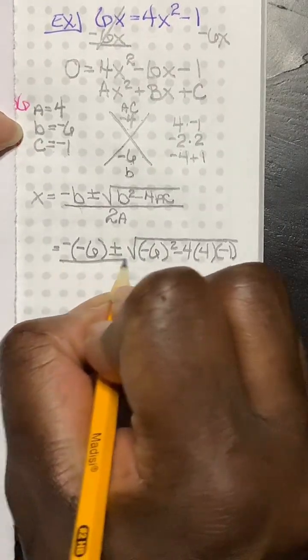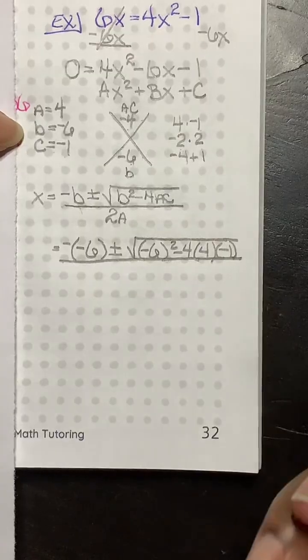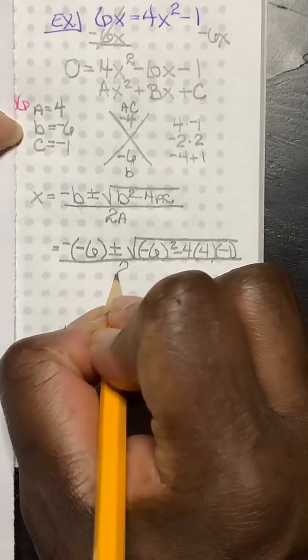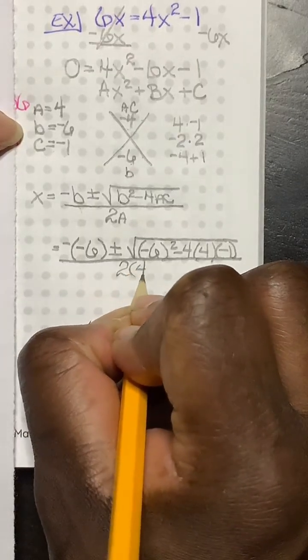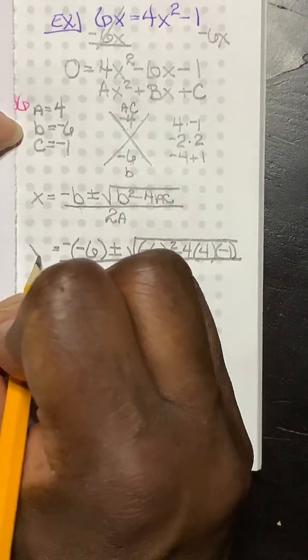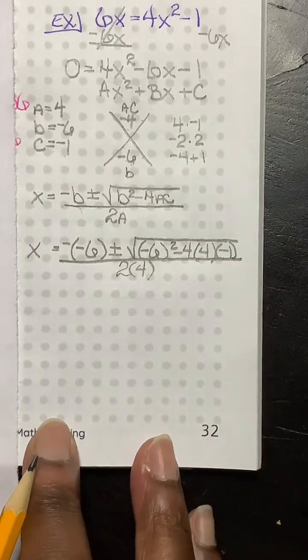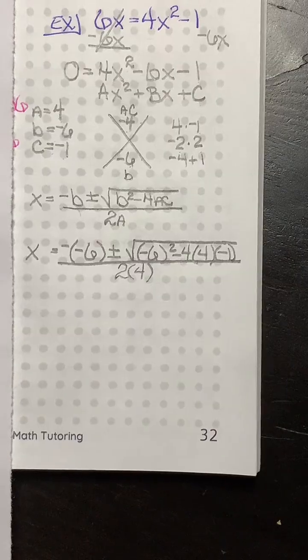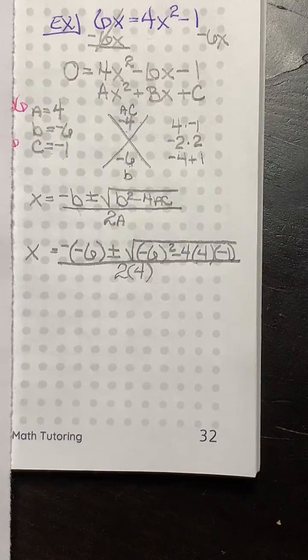And all of this loveliness is over 2 times my a, which is 4. I might be able to squeeze a little factoring in. I'll try to put it on the other side, since everyone is so over completing the square.